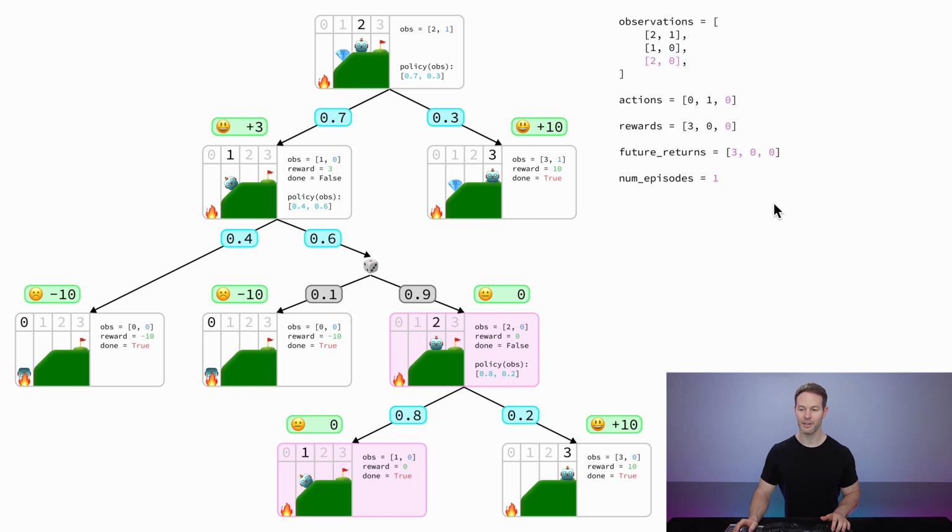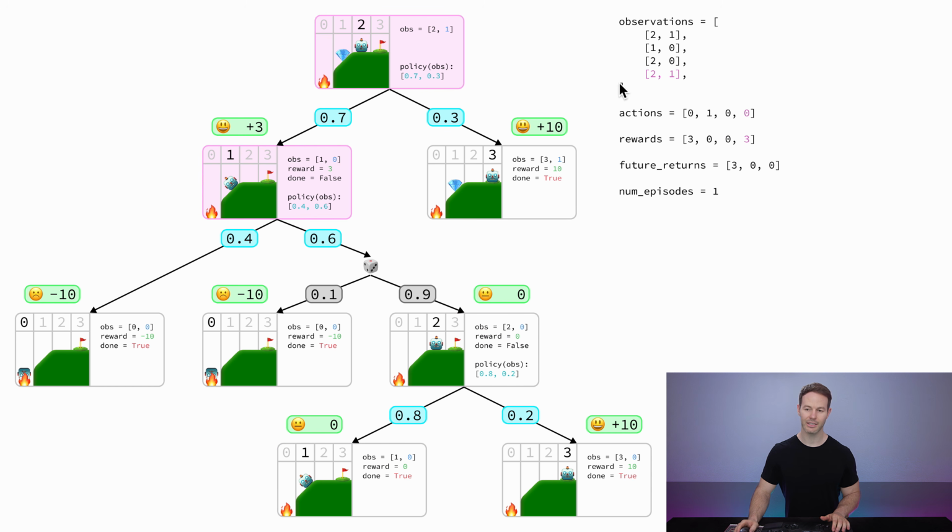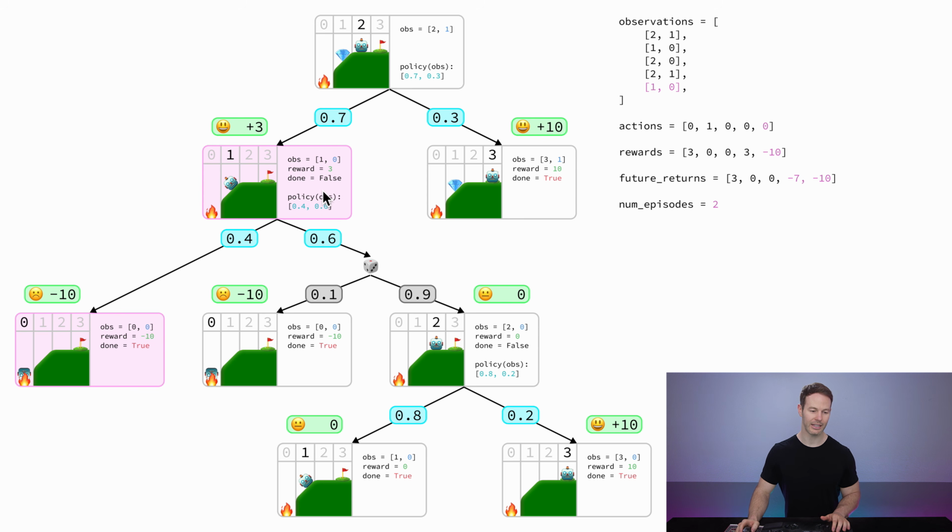So let's sample another episode. Here we're going to go left, add our observation, our action, our reward. Then we're going to go left again, and again add the observation, action, and reward. And now we'll calculate the future returns. So here, this -7 will be this 3 plus -10, and we get -7. This -10 will just be this -10 value. And again, we increment the episode count.